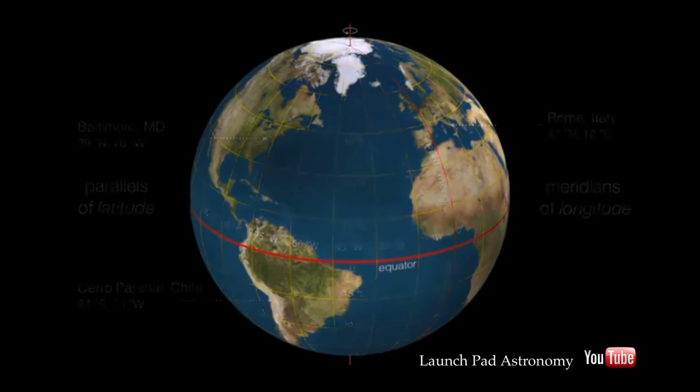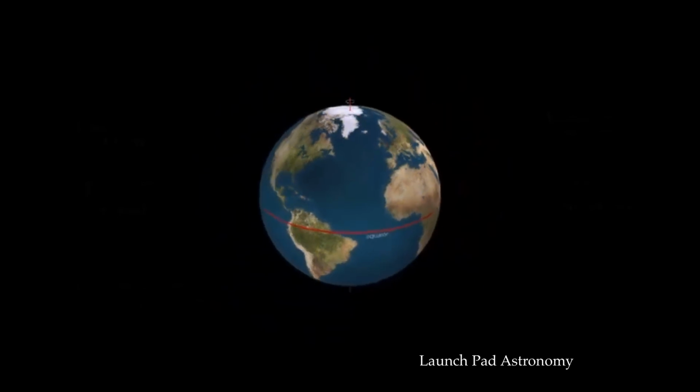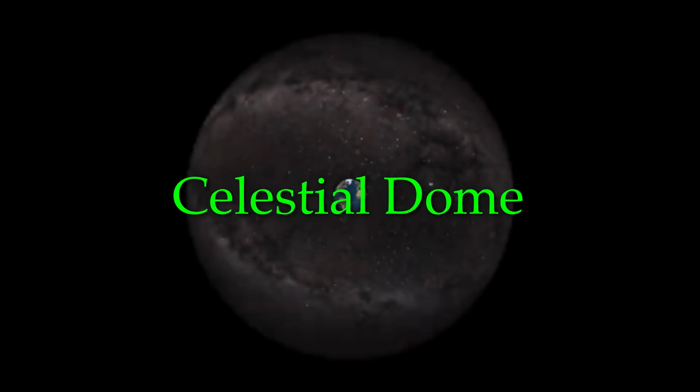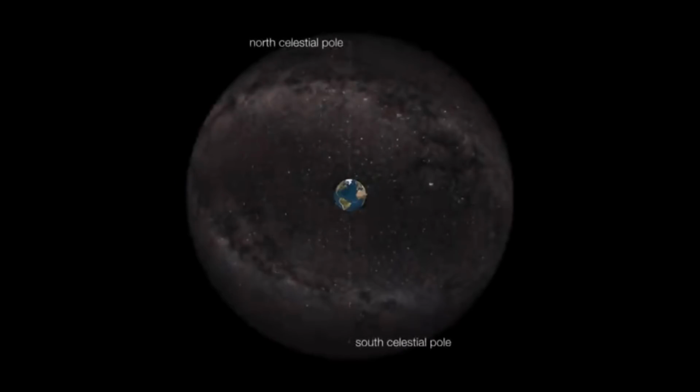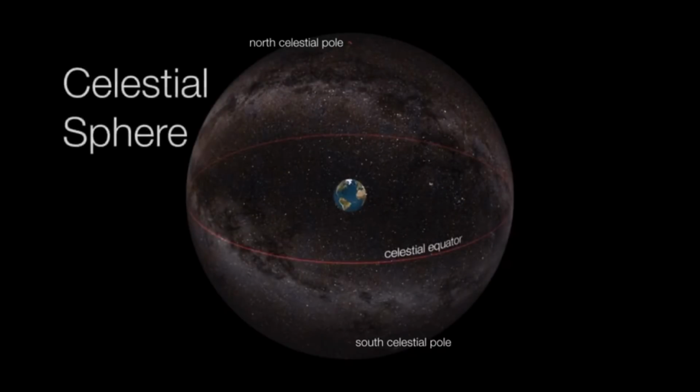Because the Earth is a sphere, we represent the sky as a celestial sphere surrounding the Earth. Going back to this idea of the celestial sphere, let's start by taking the Earth's poles and projecting them onto the sky, and that gives us the north and south celestial poles. And we'll take the Earth's equator and project that onto the sky, giving us the celestial equator. So this, in total, is the celestial sphere.